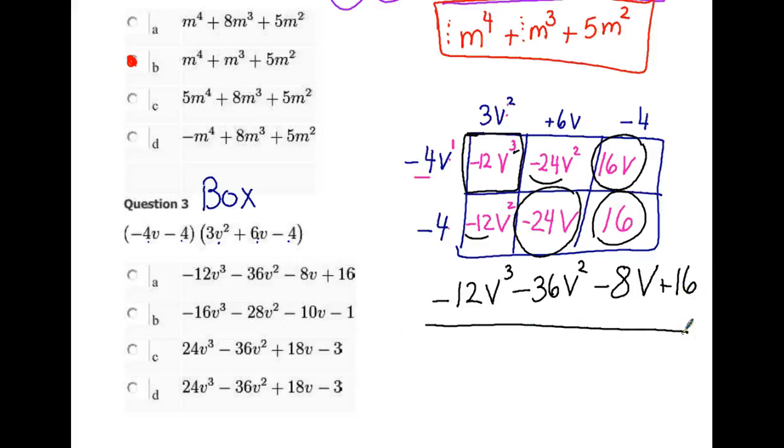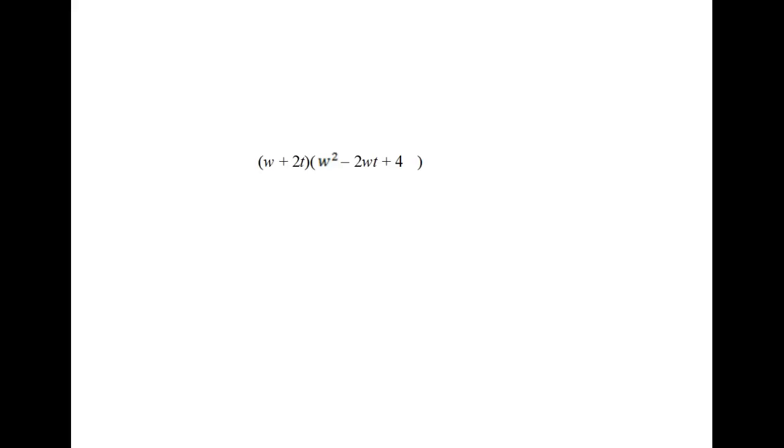So, negative 12v cubed minus 36v squared minus 8v plus 16, and A should be your answer. Okay? Now it's your turn. So, please practice this question and see if you can do it on your own. If not, there's more examples coming up.